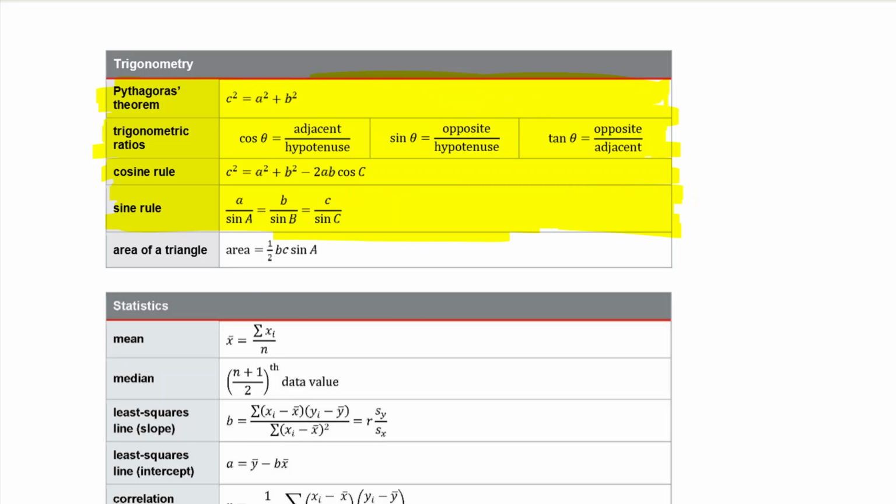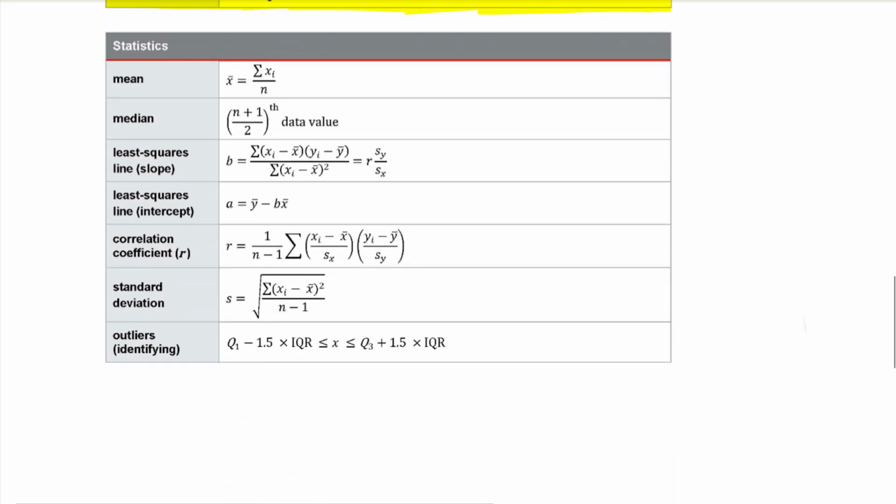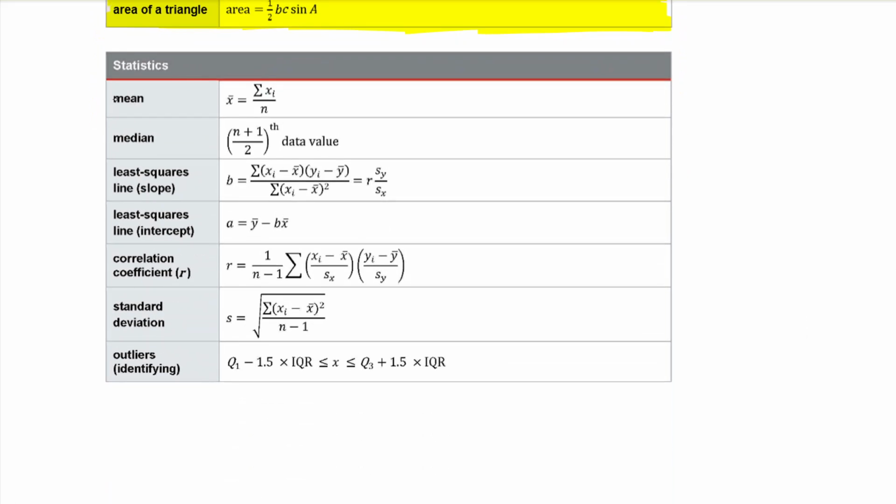And then we have area of a triangle, the same as a half times base times height, but this is a half AB sine C or half BC sine A. Then we move on to the mean, which is the sum of the values divided by the frequency or how many there are.